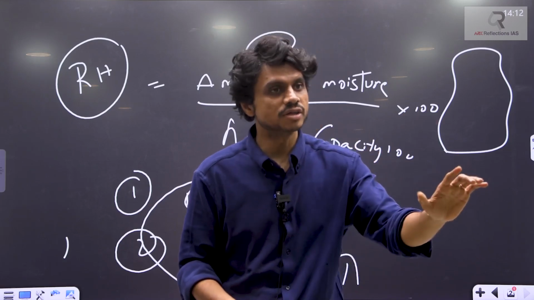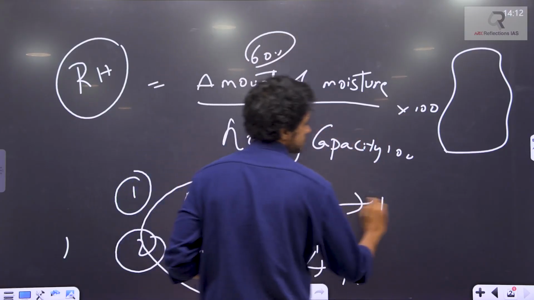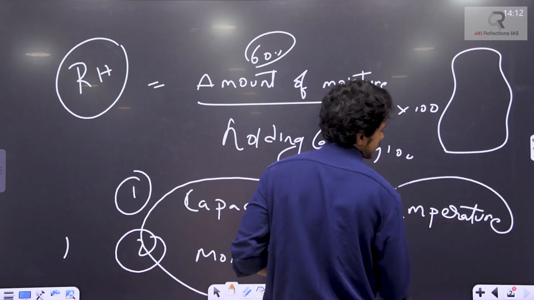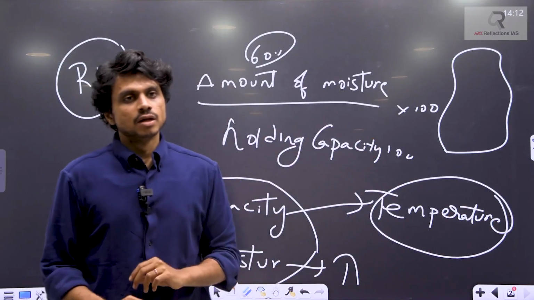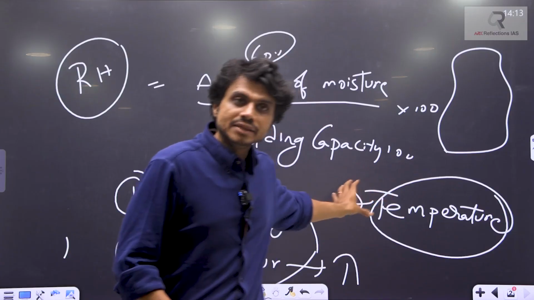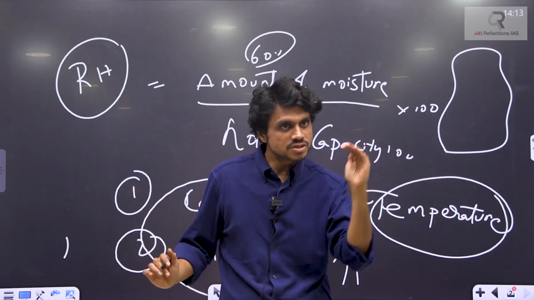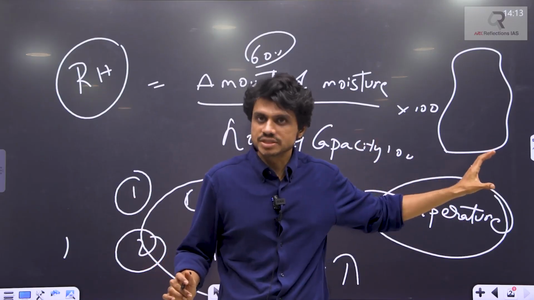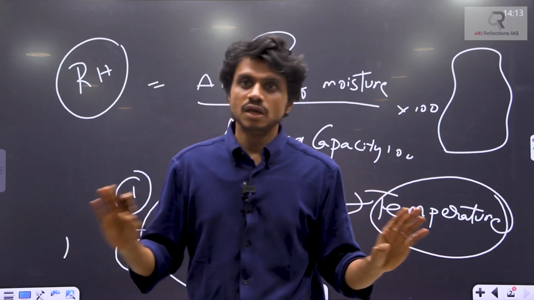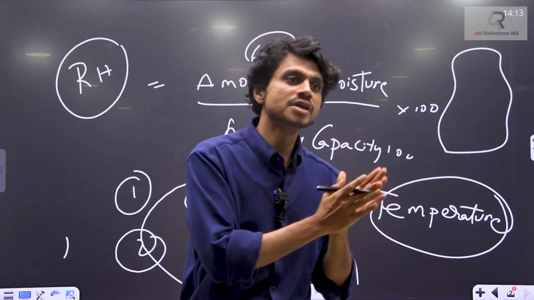Now here comes the point. When will its capacity change? The capacity changes based on the temperature. When the air is hot, warm, the air parcel can hold more moisture. But when the temperature is lowered, the air parcel will not be able to hold as much moisture. This is the simple concept. Why are we explaining this? We will get condensation and rainfall only when the relative humidity reaches 100%.